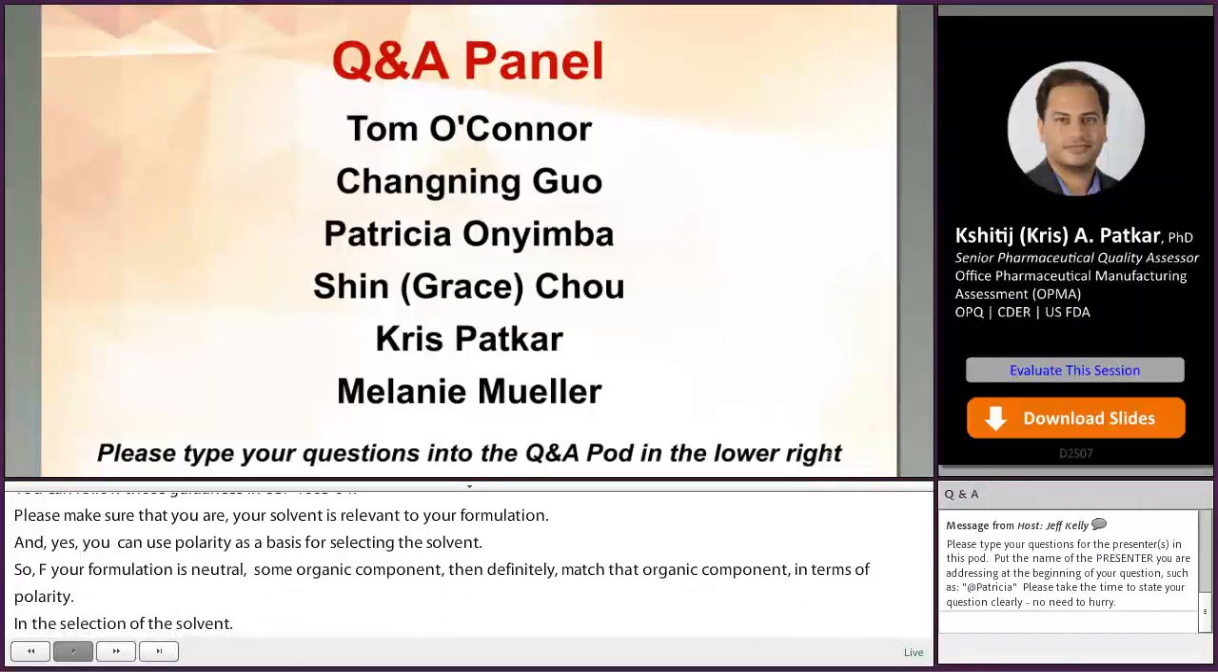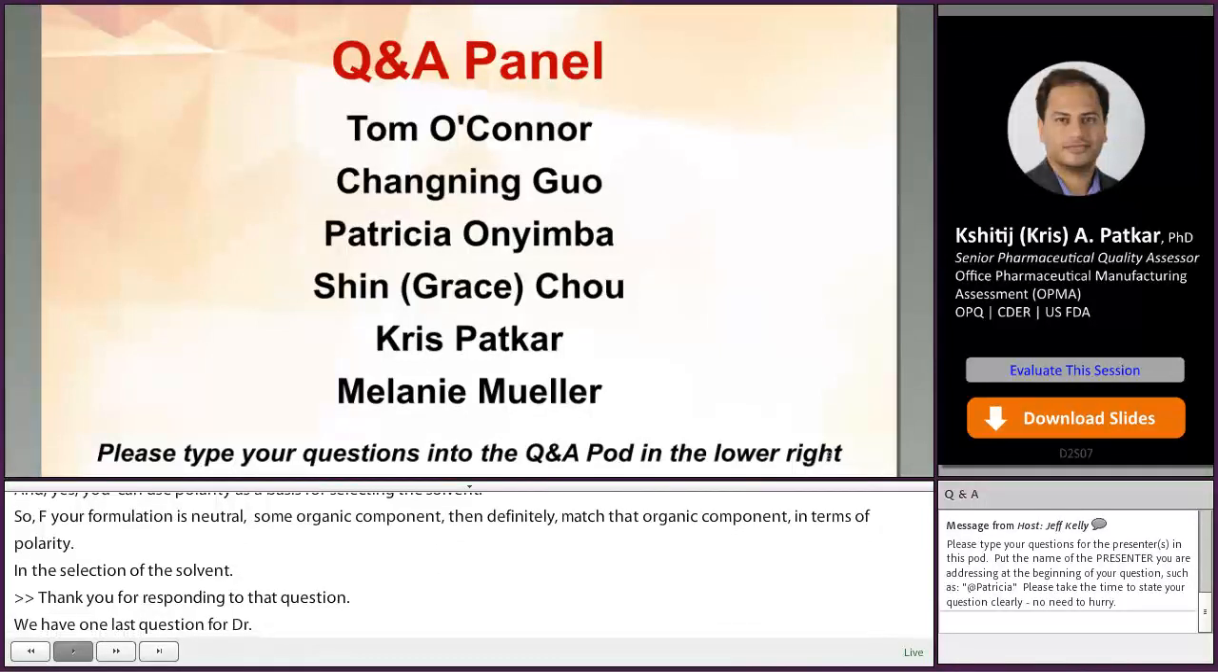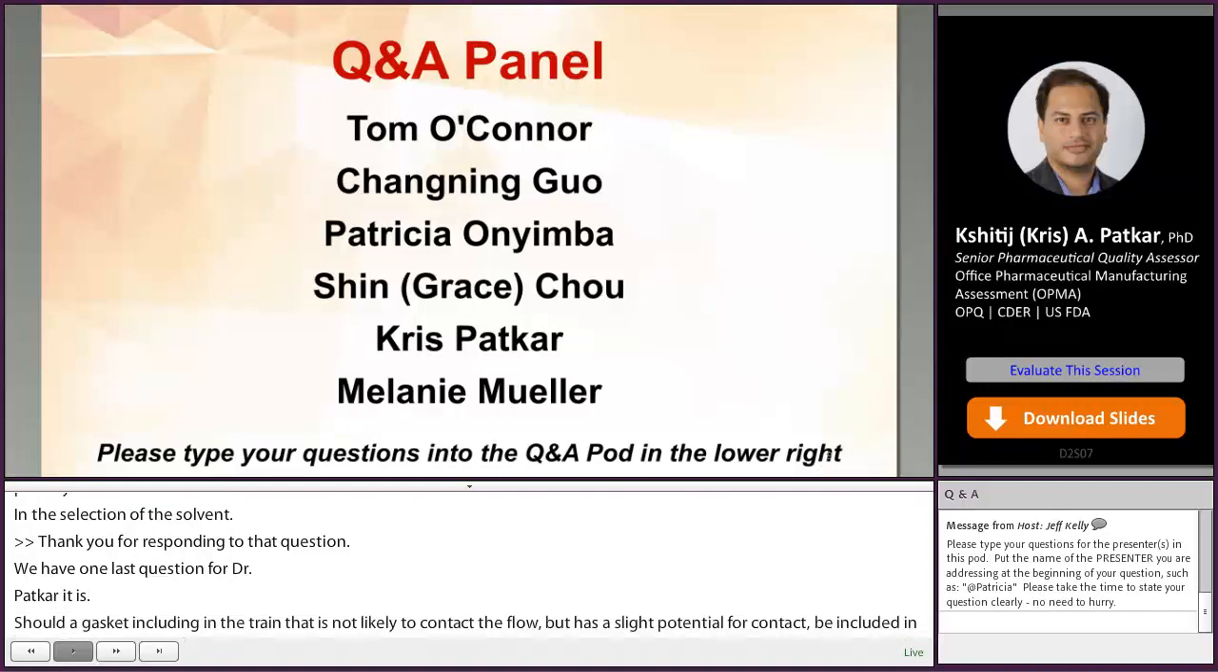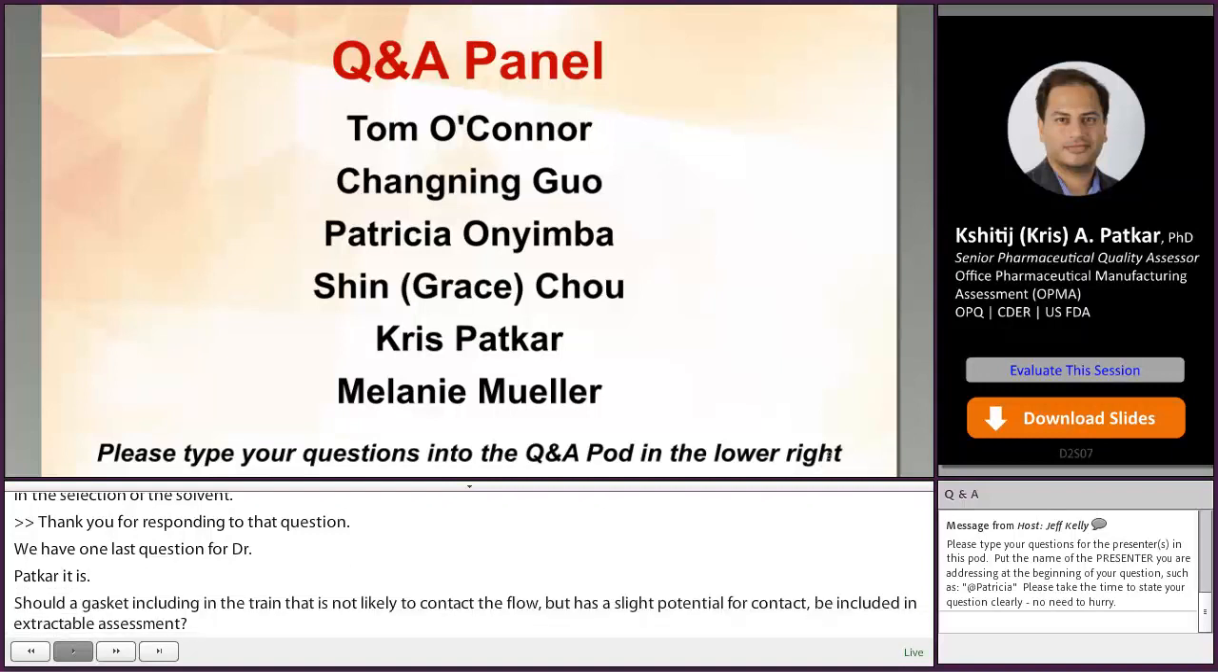Should a gasket included in the train that is not likely to contact the flow but has a slight potential for contact be included in an extractable assessment? Also, can certain food certifications be used to support the gasket's use? If the food grade certification is not adequate, how do you determine the actual exposure?